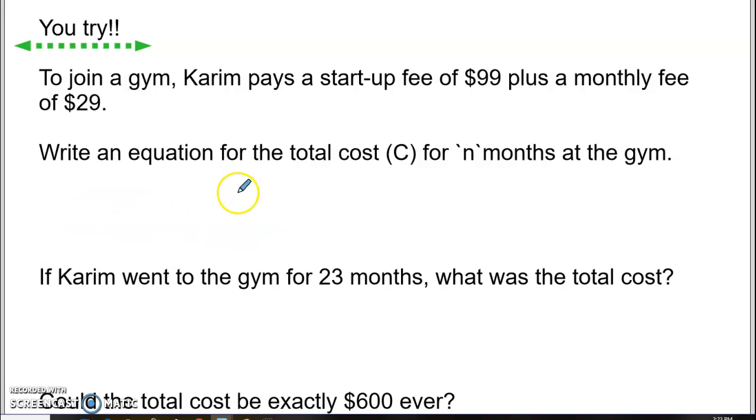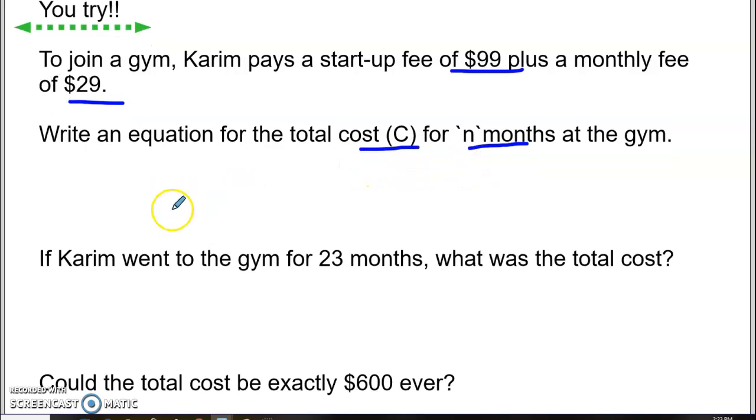Now I'd like you to try the next one. It's very similar. We're talking about joining a gym. There's a startup fee of $99 and then a monthly fee of $29 after that. So let's write an equation for the cost compared to the months that they were at the gym. Then we're going to decide if they went for 23 months, what was the cost? And could the total cost be exactly $600 ever? So go ahead, pause the video, and take a few minutes to try this.